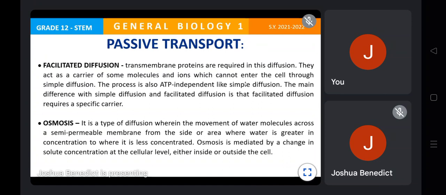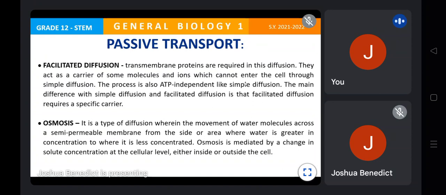So, if you can still recall, meron tayong tinatawag na properties of a solution na yung solvent and the solute. So, si solvent, siya yung tumutunaw o nagdi-dissolve, which is water. Solute, yun yung tinutunaw o yung dinidissolve. In this case, water is attracted towards where there is higher concentration of solute. Kung saan mas maraming solute, doon pupunta si water.